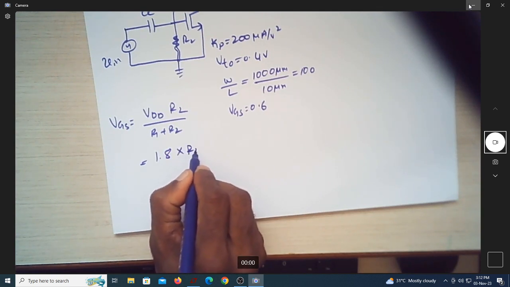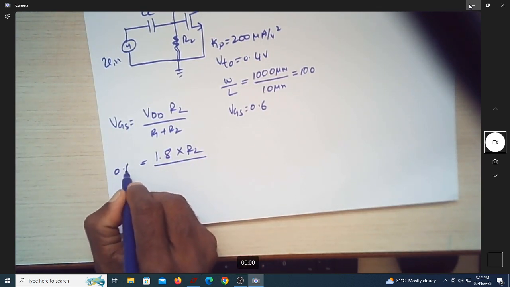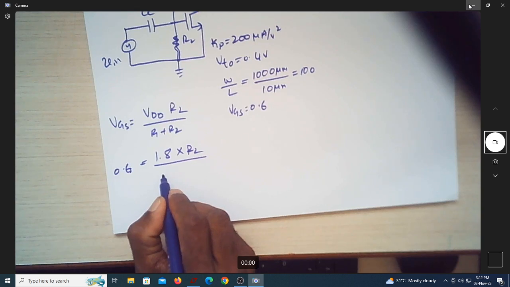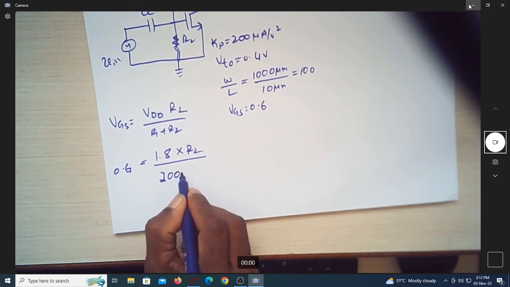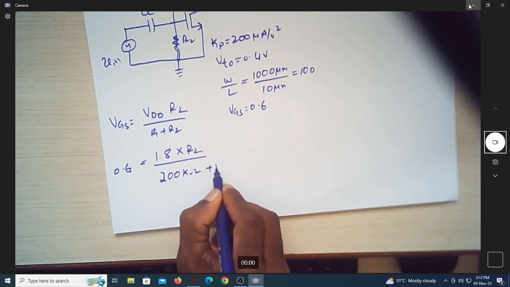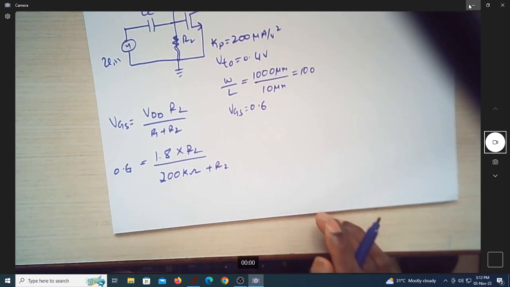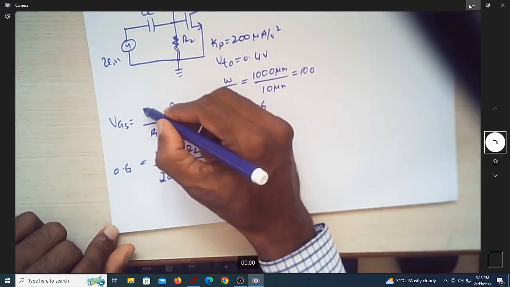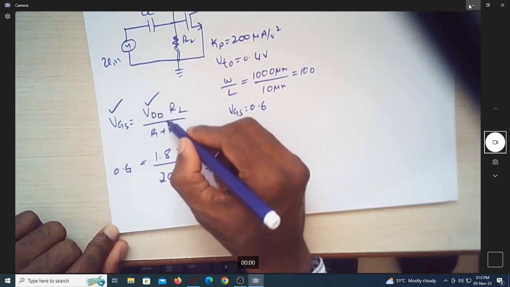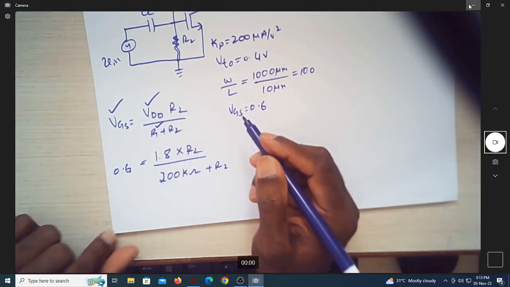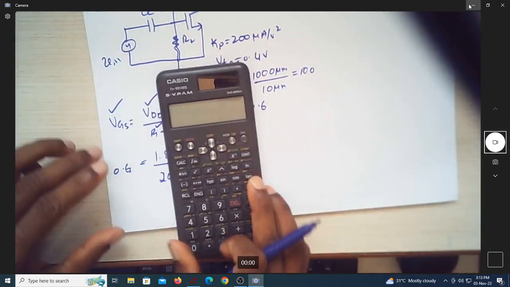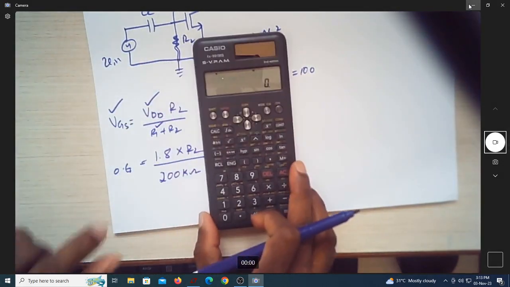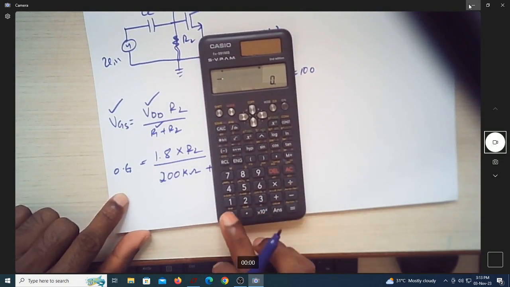Let me find out R2. So this is 0.6 required. Let me assume R1 as some 200k, and this is again R2. So in this expression you know how much you want to get. Let us assume this as 200k. So we can find out what R2 is. Again, no need to simplify the equation, just feed the equation as it is.